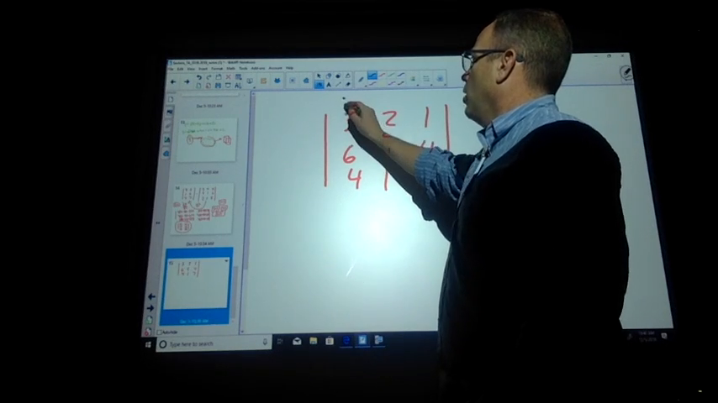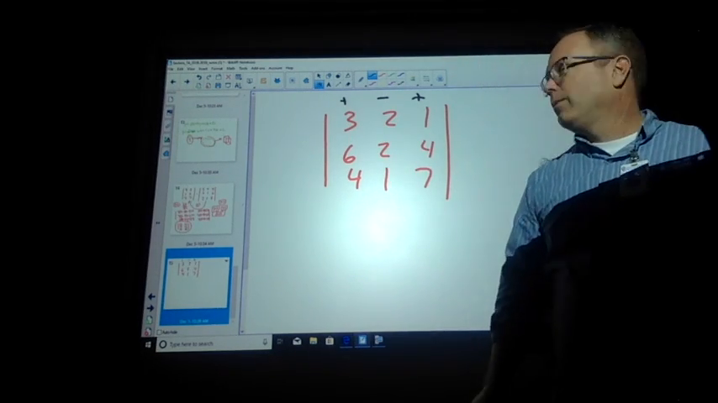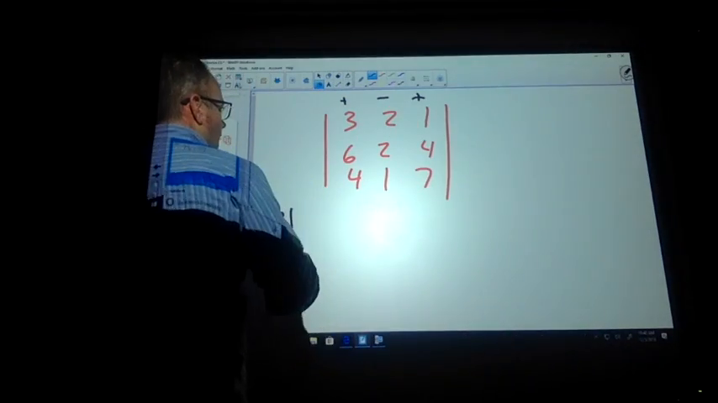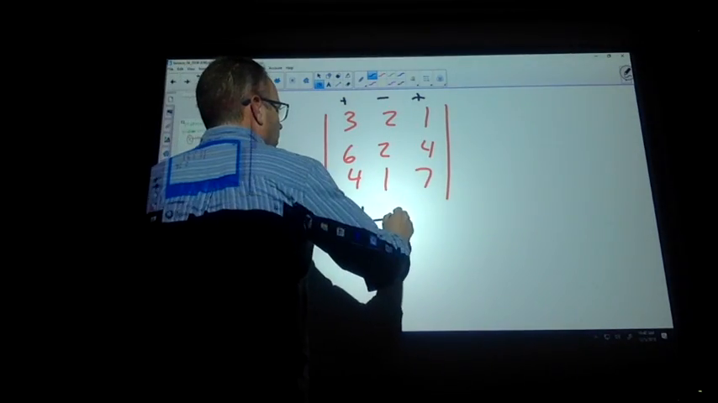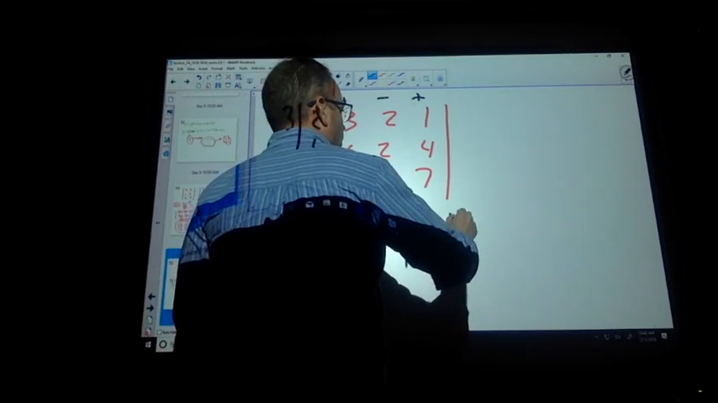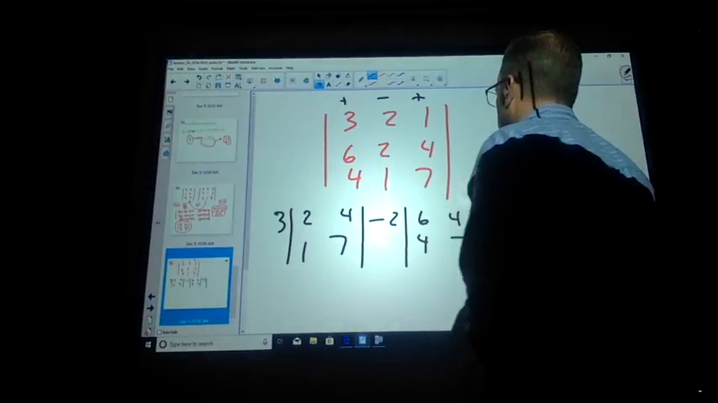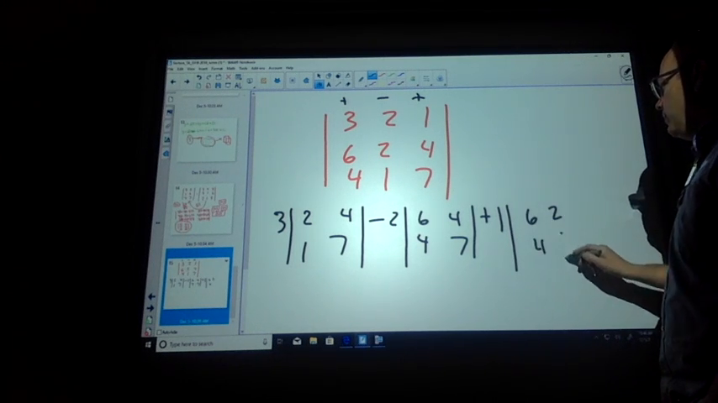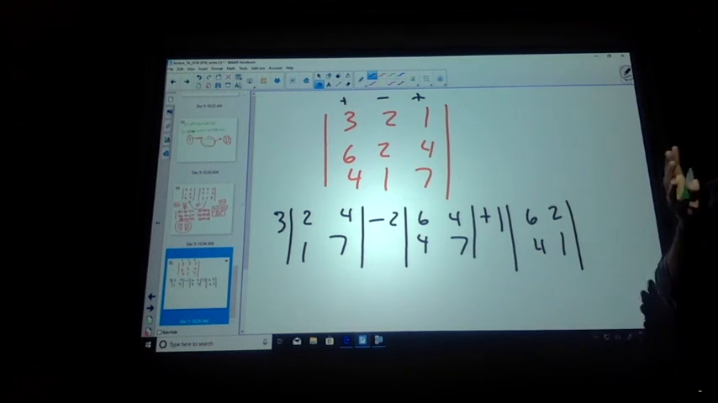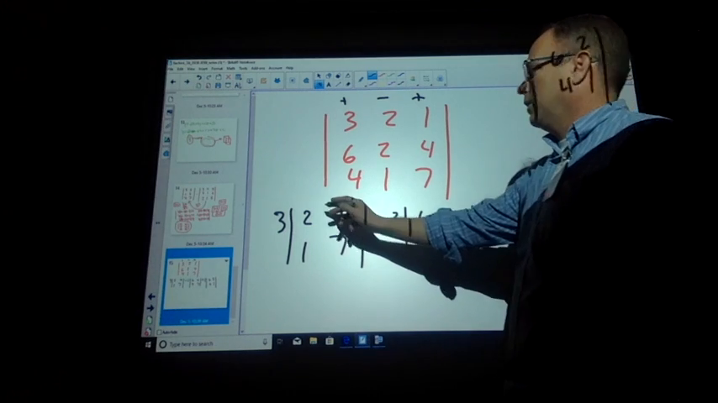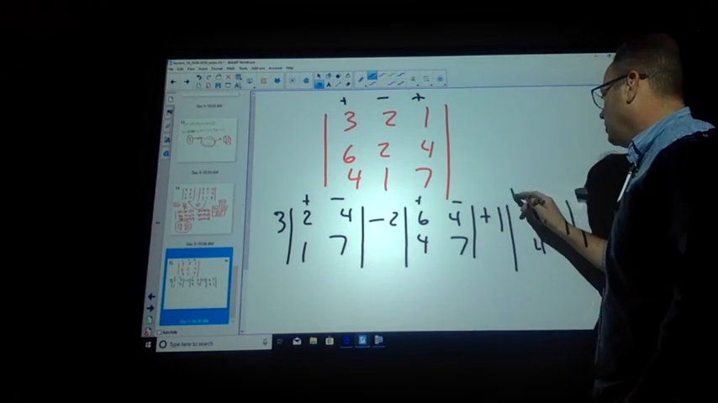So your first move is you go plus minus plus. And then you go 3 times 2, 4, 1, 7, minus 2 times 6, 4, 4, 7, plus 1 times 6, 2, 4, 1. Okay, so now I've taken my 3 by 3 and broken it down into 3 2 by 2s, and it has something called a scalar value outside, which is the 3, the negative 2, and the 1, and you multiply that in. So if you work this out, that's plus minus, and that's plus minus, and that's plus minus.